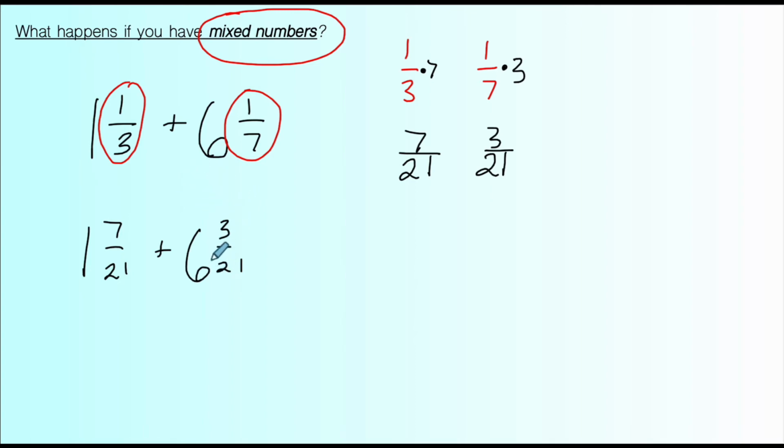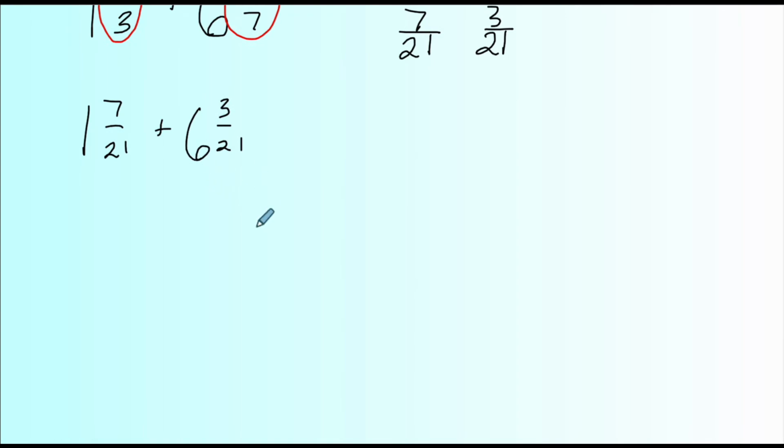When I have mixed numbers, I tend to rewrite the problem so that instead of going left to right, it's going up and down. I'll show you what that looks like. I would write this as 1 and 7/21 plus 6 and 3/21.